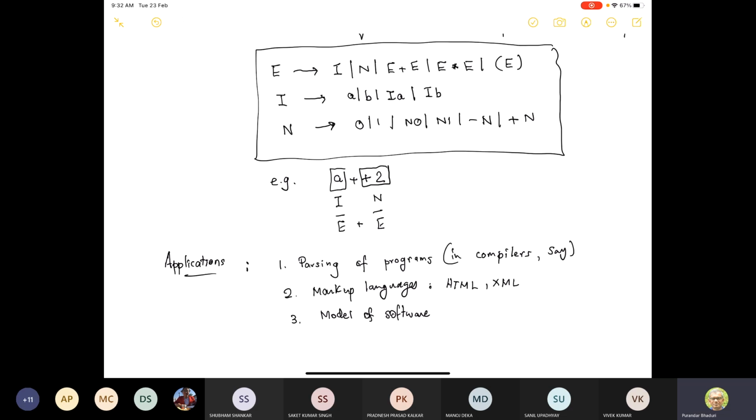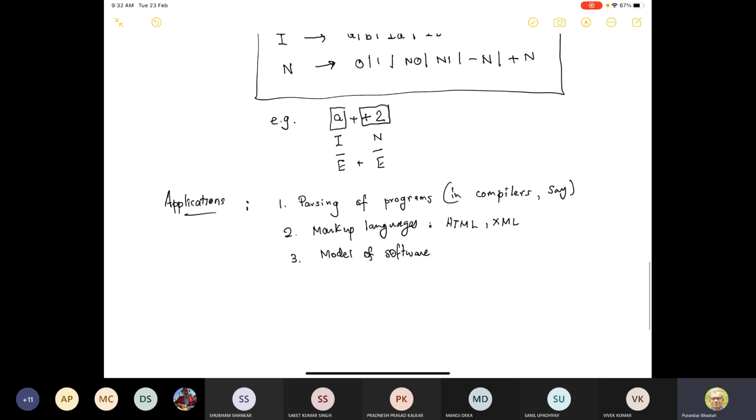Actually, the context-free languages were introduced by Noam Chomsky, the linguist, for describing the syntax of natural languages, such as English. Right? But they were found to be convenient for describing the syntax of programming languages as well, and hence their adaptation in computer science. Okay, so that was the original motivation.